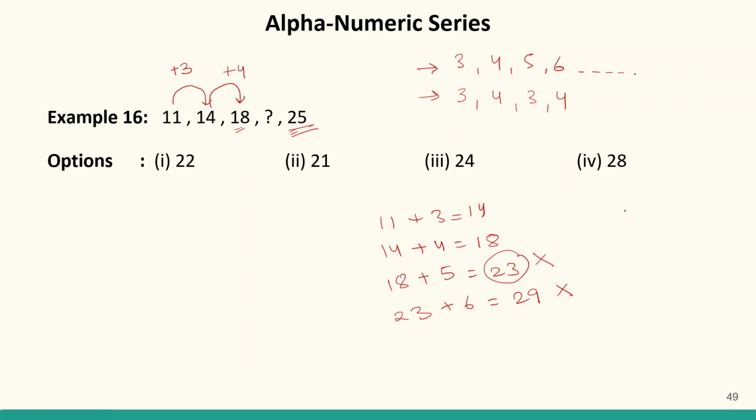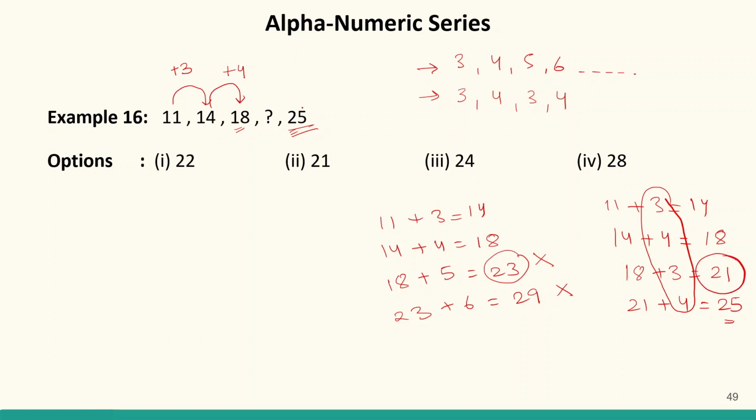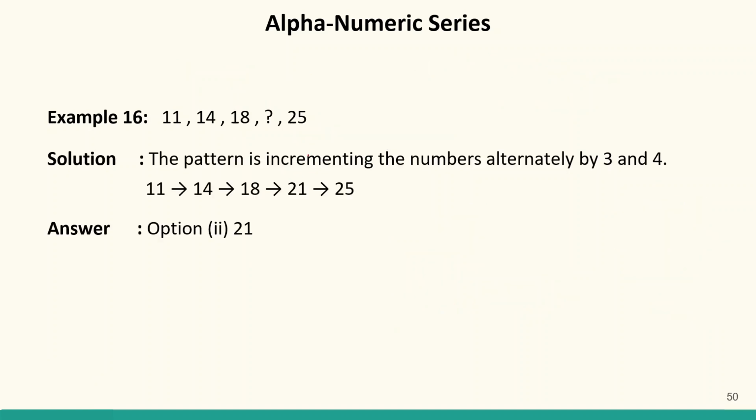Let's check the other logic. If we add 3, we get 14. If we add 4, we get 18. If we add 3 again, we get 21. And if we add 4, we get 25. So this logic is true, because the last element of the series is 25 and here also we are getting 25. So 21 will be our answer, option number 2. The numbers are incrementing alternately by 3 and 4.